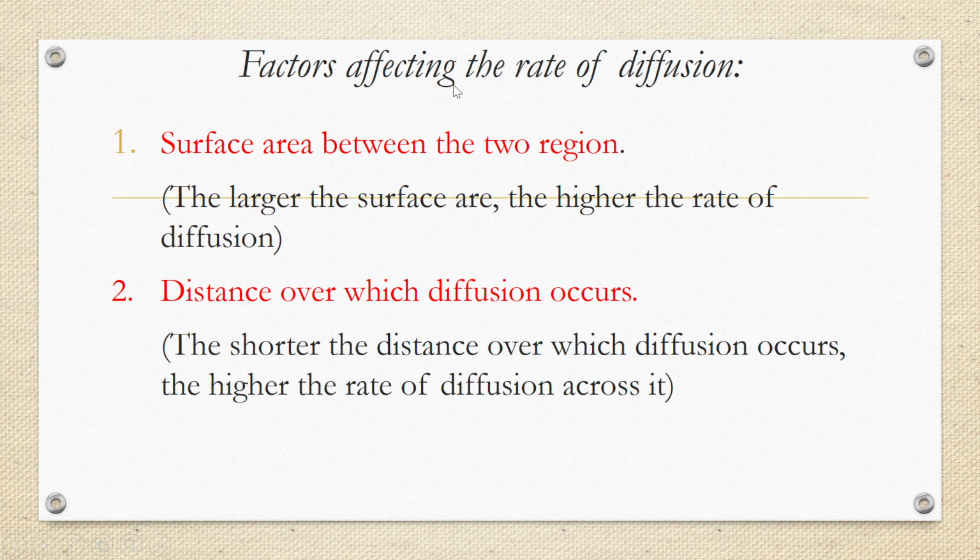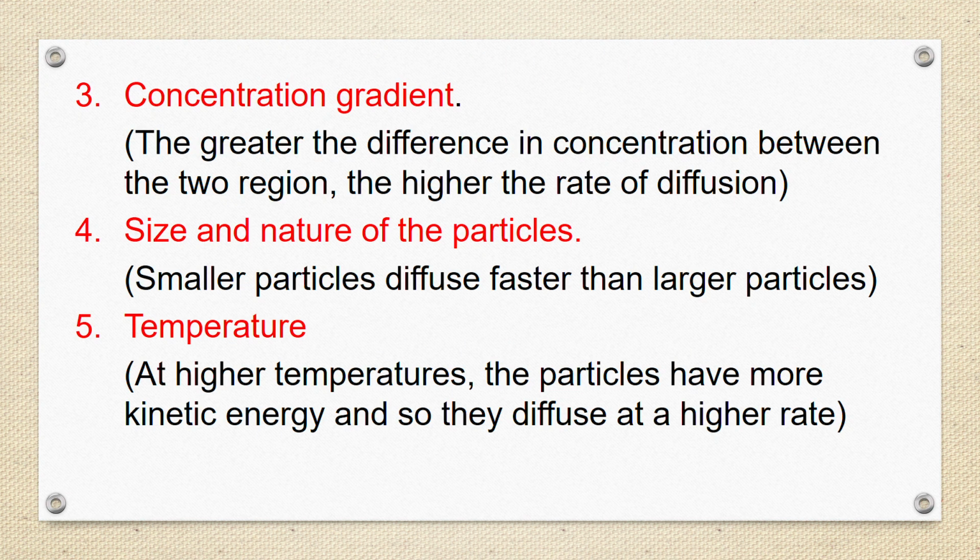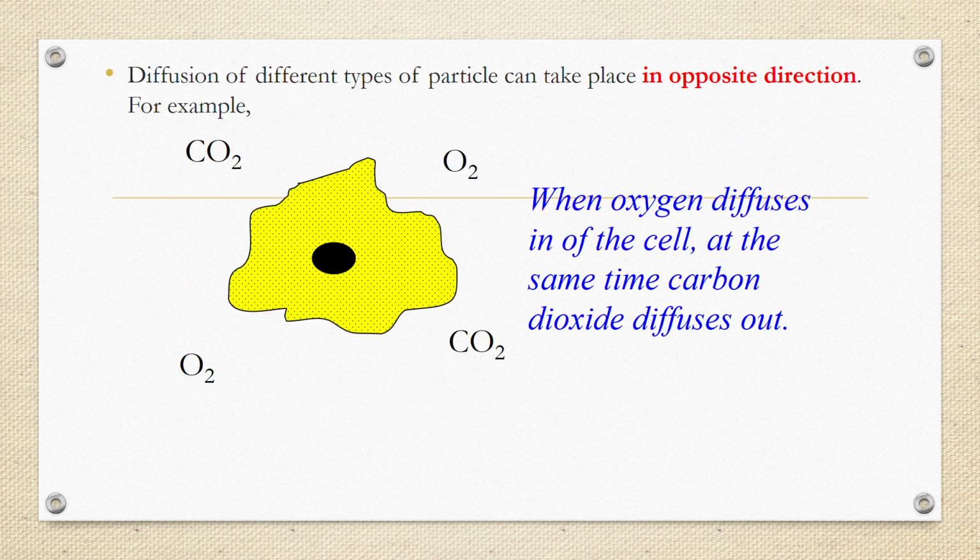Okay, there are factors that affect the rate of diffusion. I'm going to skip this, I think this is quite straightforward: the concentration gradient, size, temperature. Diffusion of different types of particles takes place in the opposite direction.